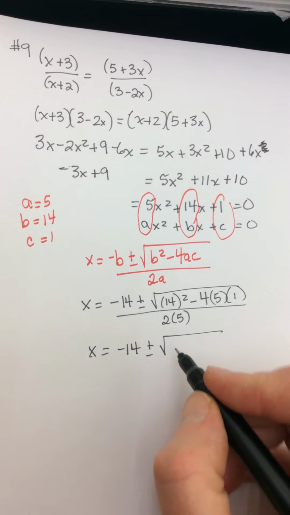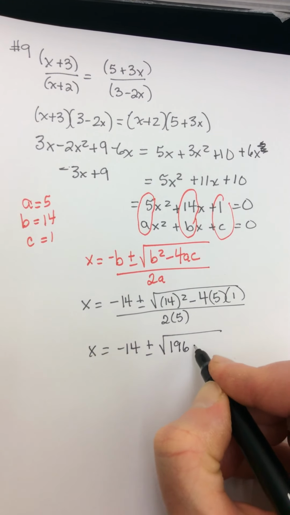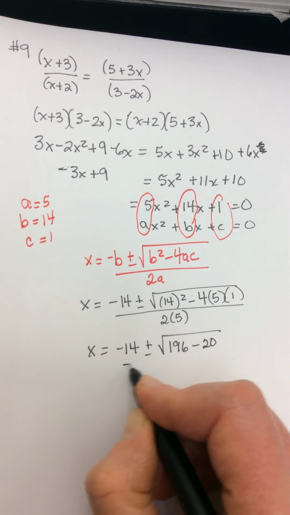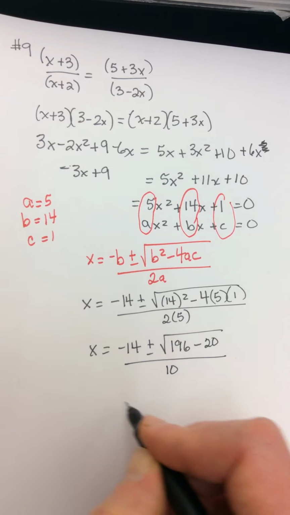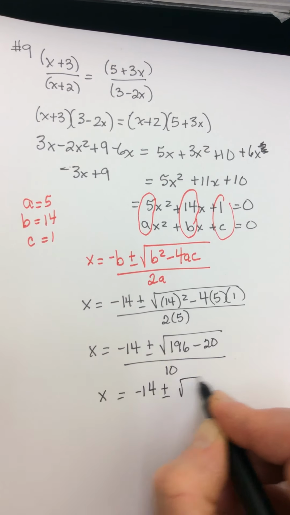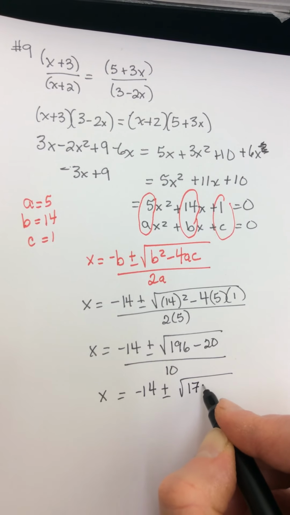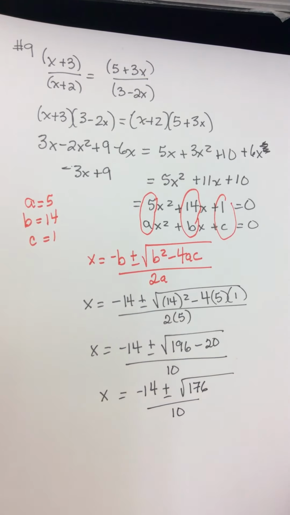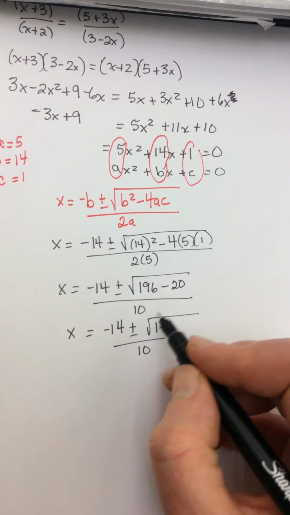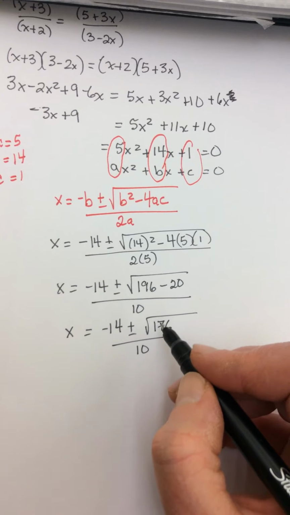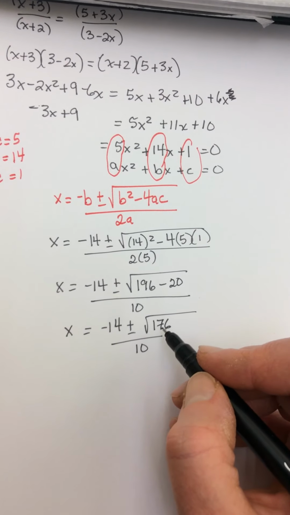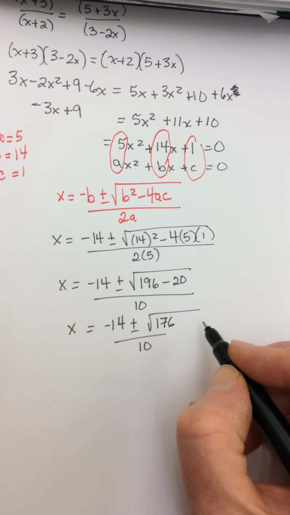And 14 squared is 196, minus 4 times 5 times 1, which is 20, divided by 2 times 5, which is 10. So x is equal to negative 14 plus or minus the square root of 176 over 10. Now I think you would have learned in grade 10 math that you can't leave this root as is when it has perfect squares in it. And it does have a perfect square in it. 4 will go into it. Actually, 4 will go into it twice.